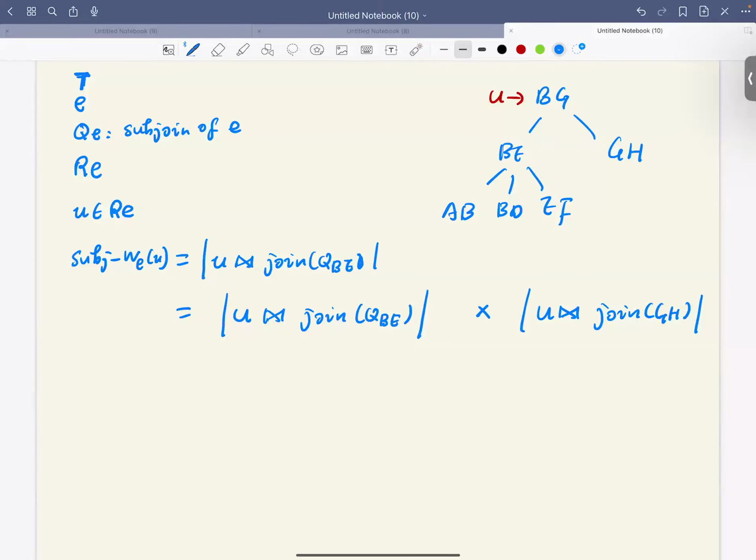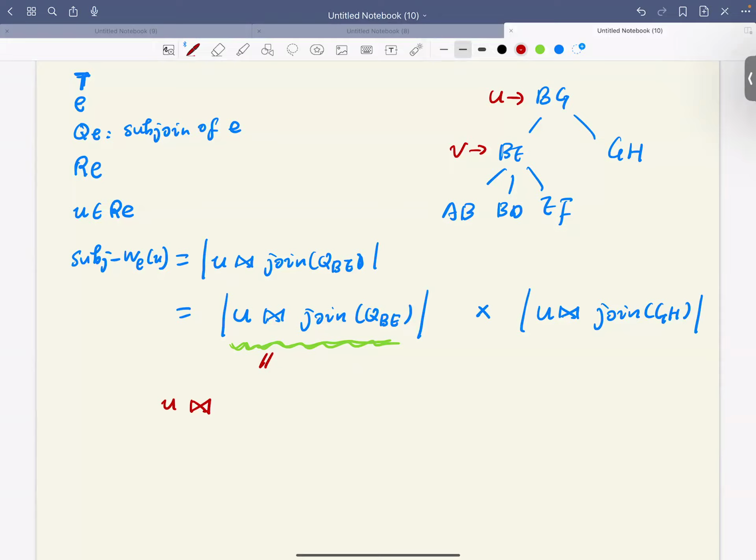So now let's focus on this. Let's have this green ripple here. Now I'm going to work on this part. This part is equivalent to, I can break it up into the following. So look at this U. I will think about V's in BE that can join with U. Because this BE is a relation participating in the left join here.